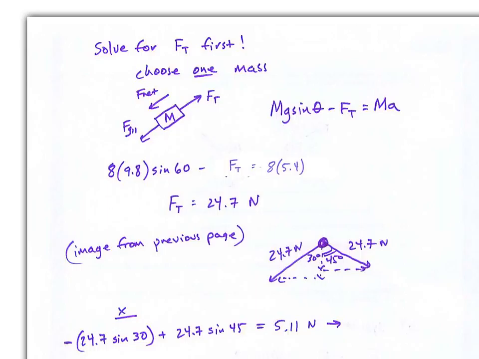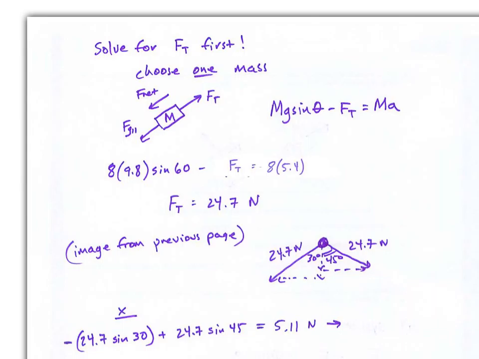So we can see that 8 times 9.8 sine of 60, which is your force of gravity parallel, minus the tension, since they're opposite directions, equals 8 times 5.4, and again that 5.4 is the acceleration that we calculated in the previous problem. So we go ahead and do our math, and we see that it's 24.7 newtons.